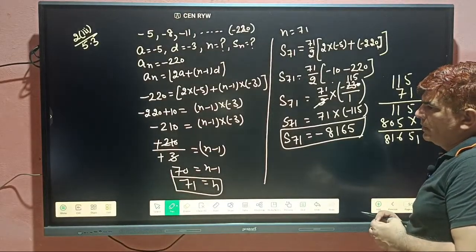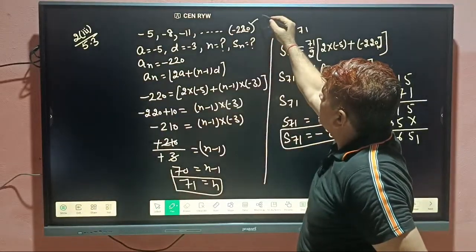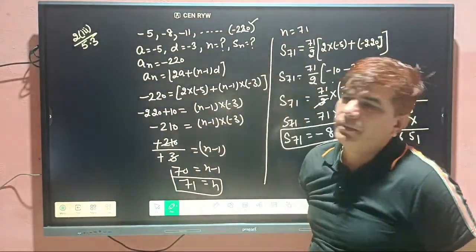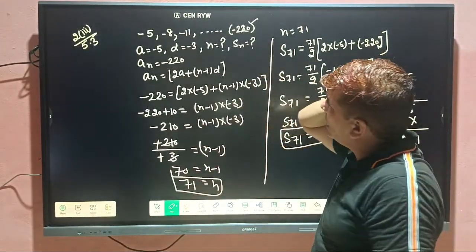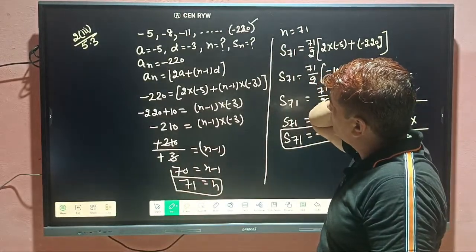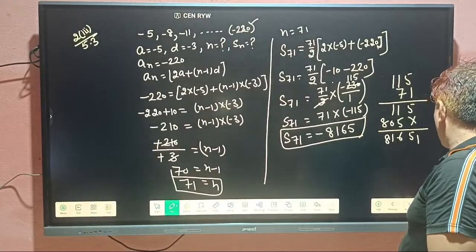Understood? So we will check if it's definitely a mistake or not. You can also check what's coming here, but I have taken minus 220 as the last term of that. Yes or no?